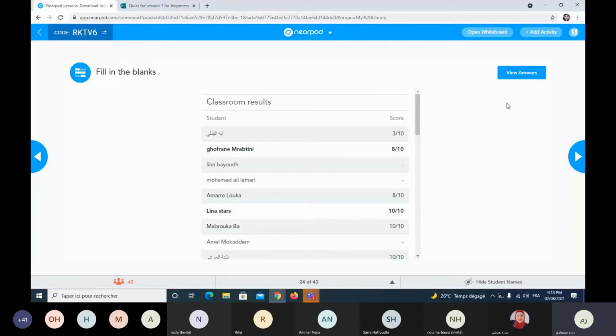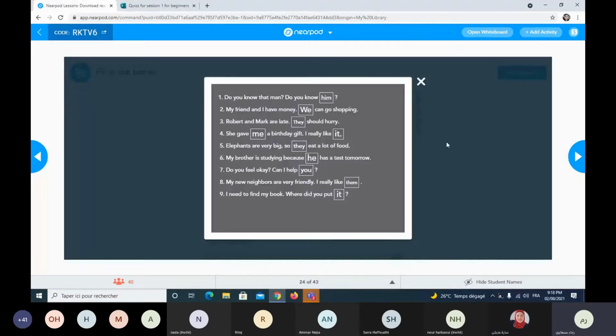So, these are the answers. Okay, so do you know that man? Do you know him? Okay, my friend and I have money. We can go shopping. Robert and Mark are late. They should hurry. She gave me a birthday gift. I really like it. Elephants are very big, so they eat a lot of food. As I said to Lina earlier, if you have an animal, you use it. But if you have plural with S, you use they. Cats, dogs, chicken, elephants, tigers, giraffes, okay?